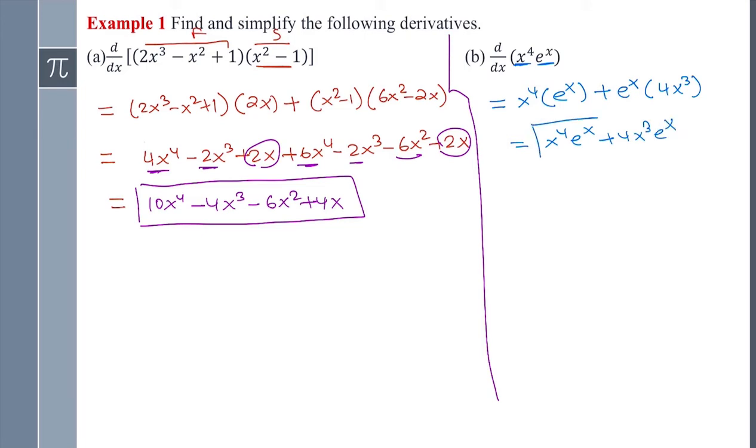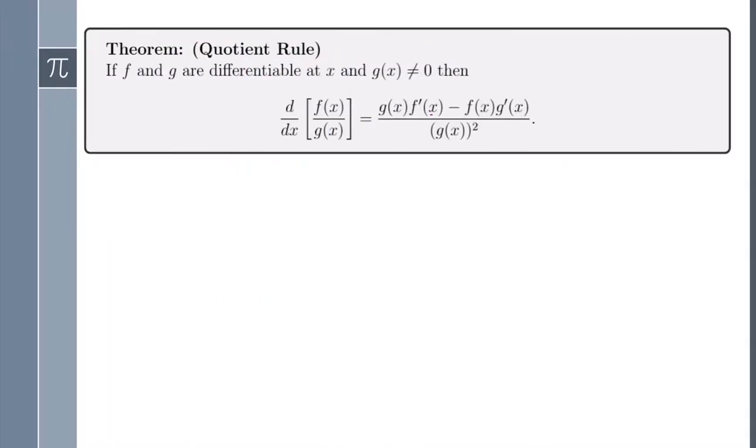If you want, you can factor out, but we really don't have to because factoring is not going to simplify anything. So we'll just leave it right there, okay? That was the product rule, where we have the product of two functions.